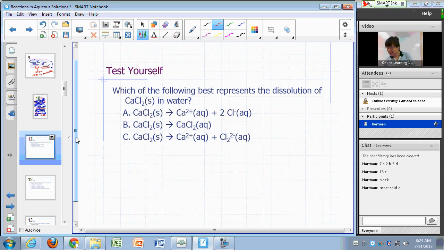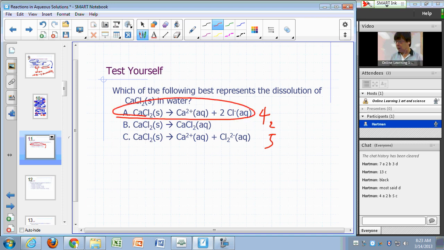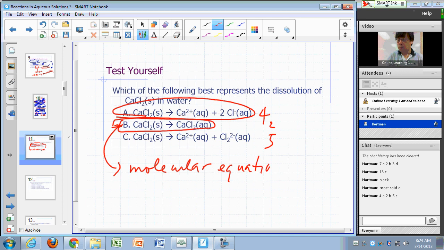Okay, 4 people said A, 2 people said B, and 5 people said C. The correct answer is A. Most of you realize you do need to write this in ionic form. There's nothing wrong with B, but this is what you would call a molecular equation, and that's not the best way to represent what happens.